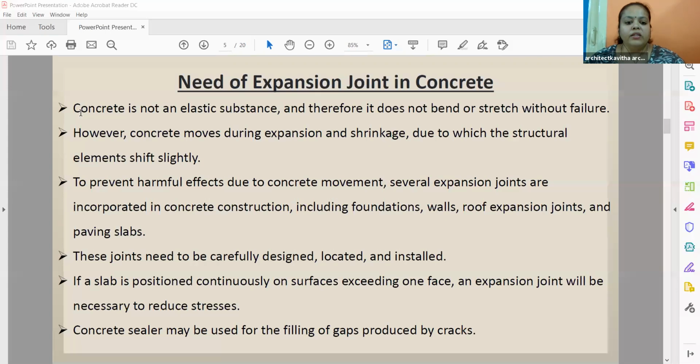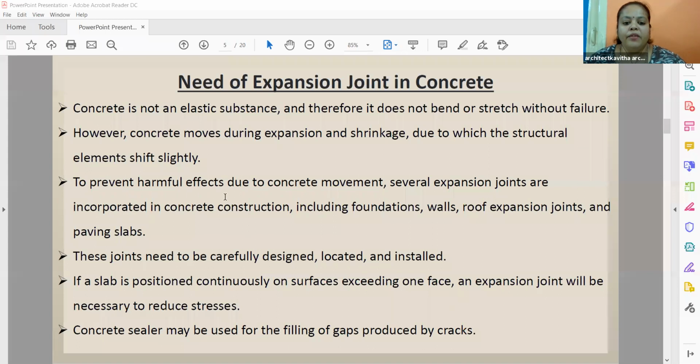First, concrete is not an elastic substance and therefore it does not bend or stretch without failure. So since it is very hard, if there is a slight movement or slight bending that is required, it will fail and it will crack. However, concrete moves during expansion and shrinkage. So concrete can move, but it cannot stretch or bend, due to which the structural element shifts slightly.